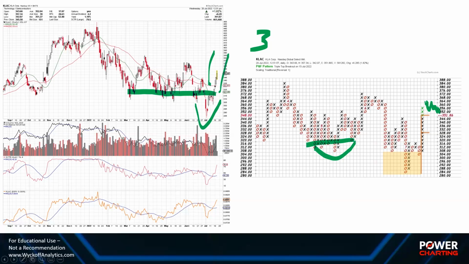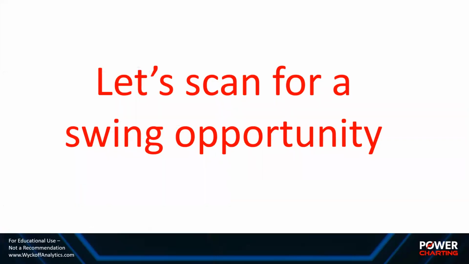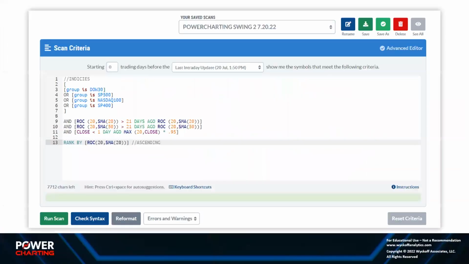So, okay, we've done a few of these, John. I want to give you plenty of time to talk about some of these other candidates that you found with your scanning. So let's go to your scan. Let's scan for swing opportunity, which I'm so excited about. And tell us about the scan.